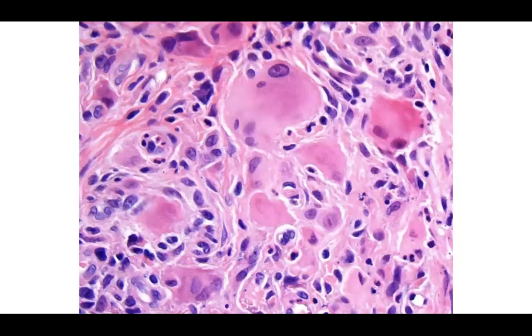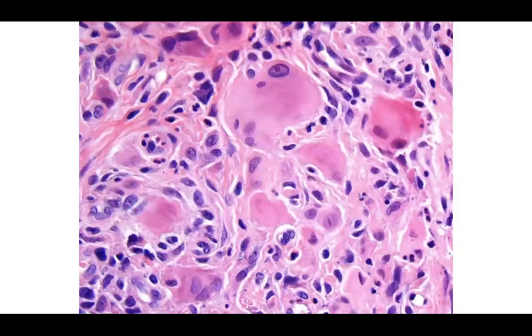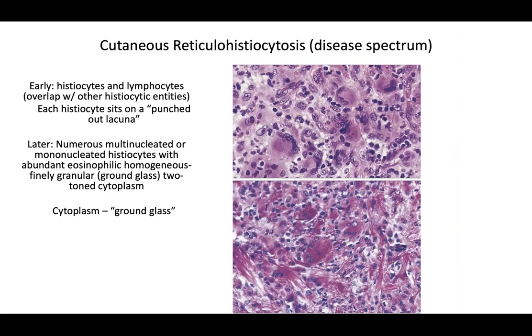And we're just briefly highlighting this disease from a pathologic entity, but I will say that it's important to rule out some systemic malignancy if you have presence of reticulohistiocytosis in a patient.